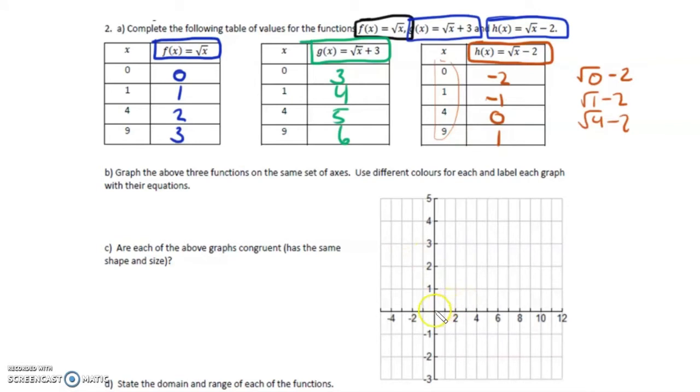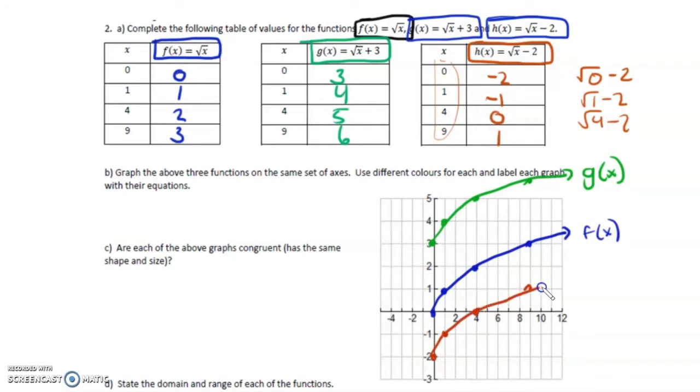If we were to come down here and plot these on our graph, this is our f at x. Oh, this one goes a little bit off the graph. That's okay. This one's going to be our g at x. And then this one's going to be our h at x. Okay?